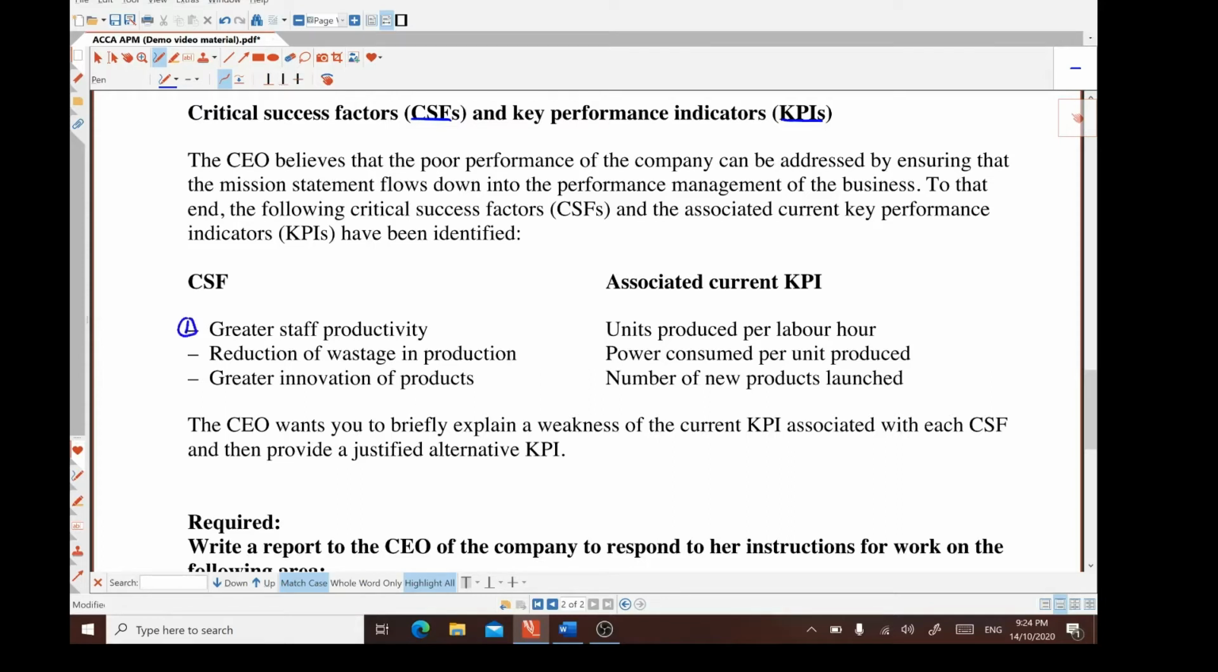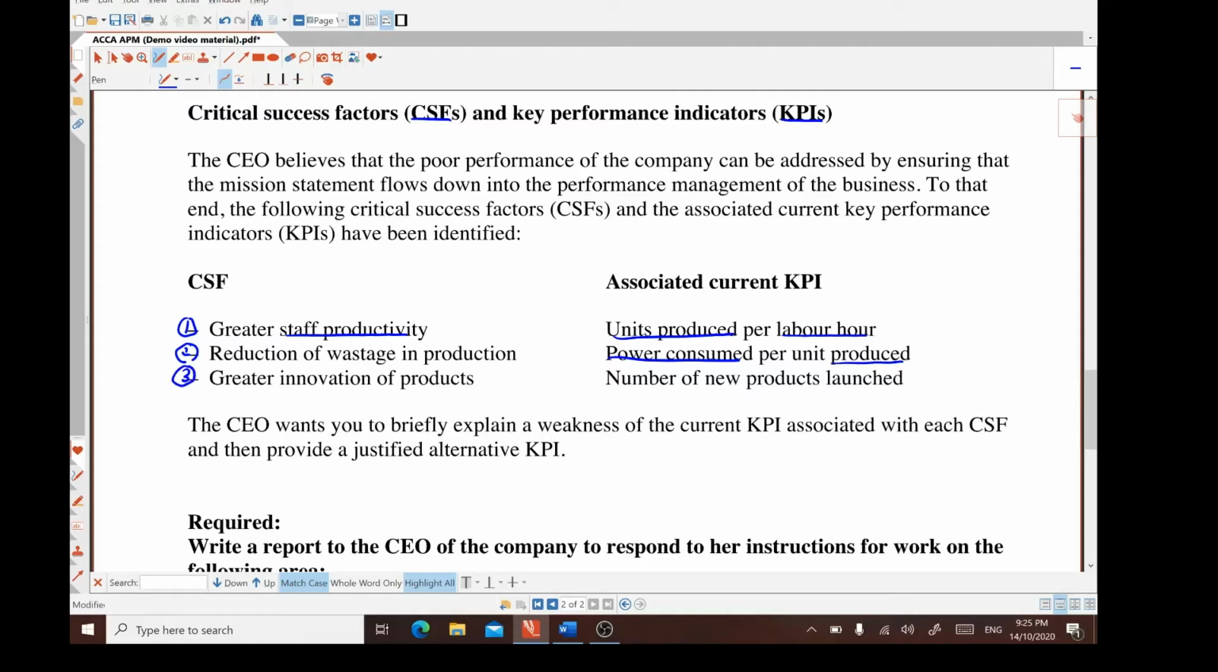The first one is on greater staff productivity. And what about the current KPI in this case? They apply units produced per labor hour. That's the first. And number two is the reduction of wastage in production. Here they use the power consumed per unit produced. When they mention the word power, that's an example of a case to do with resources.